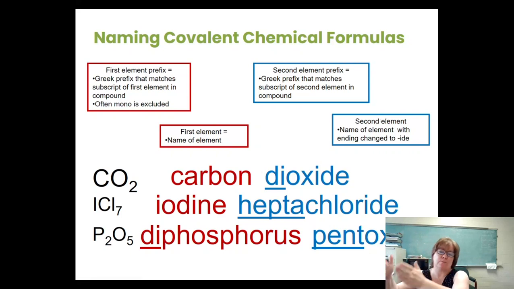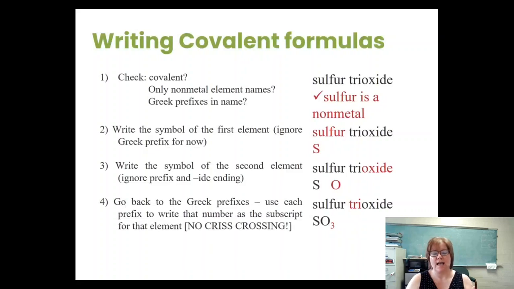So there's 4 pieces, a prefix and the first element, a prefix and the second element. And there's no crisscross. There's no math, no algebra, no balancing of charges here. The prefix of the element is the subscript for that element. Again, the general rules. I want to check that it's covalent. So I'm looking for, are they all nonmetal elements in there? If it begins with a nonmetal element name, or begins with a Greek prefix, that would be a good indicator that it is a covalent formula.